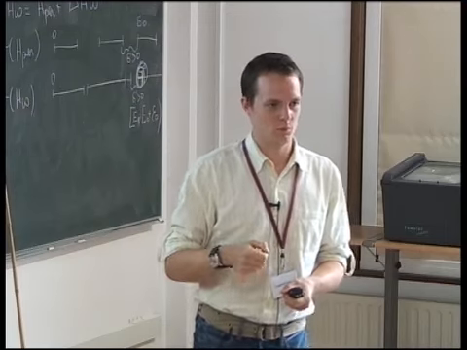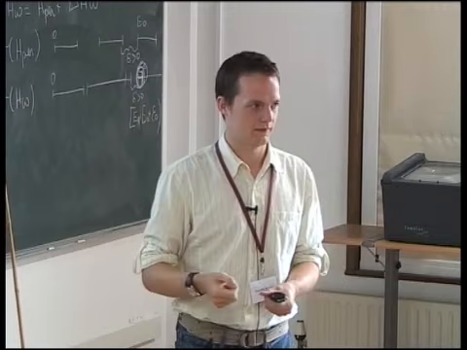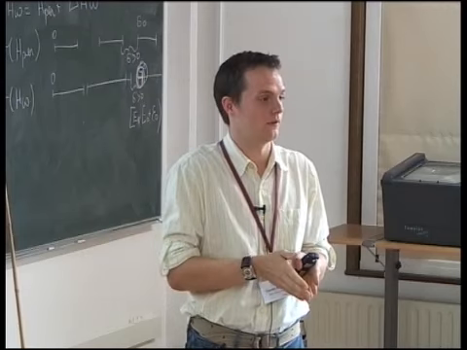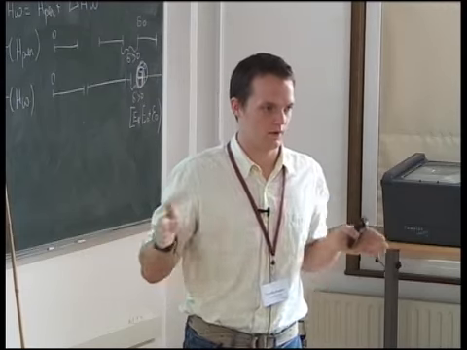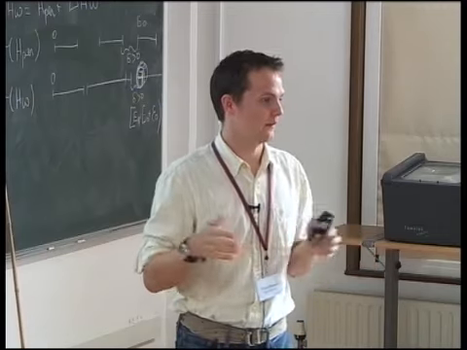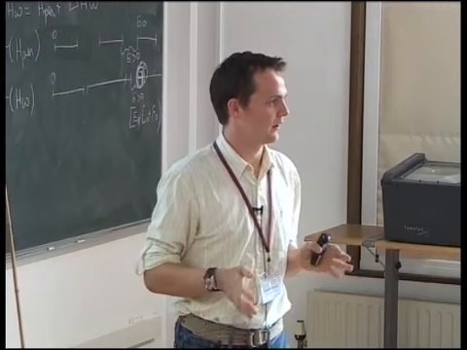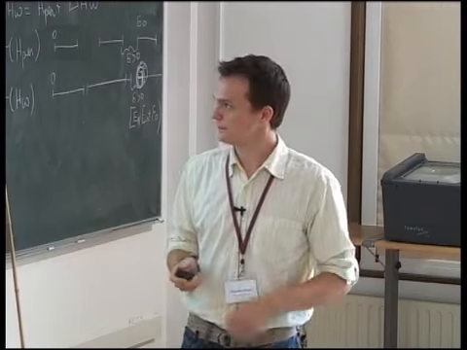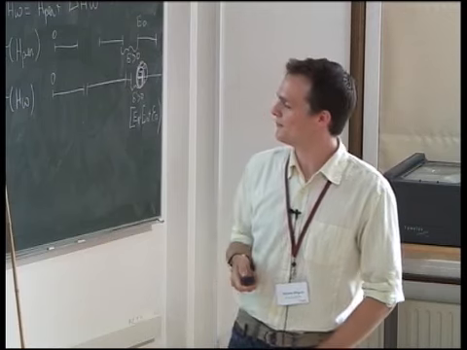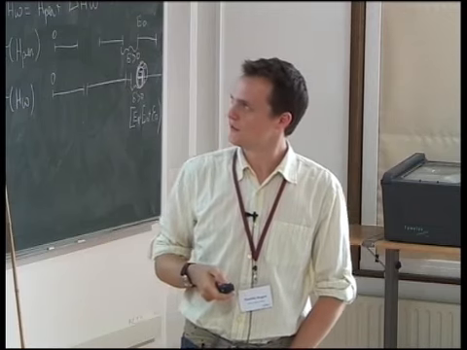So what were once rules for a single site in a single instance, you can now think of as rules governing the distribution of a random variable. You can write an equation for that, and you can use population dynamics to find a very large sample that satisfies that equation. I haven't got any results of that, unfortunately, for this case.